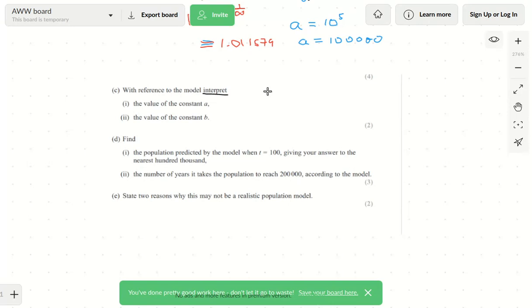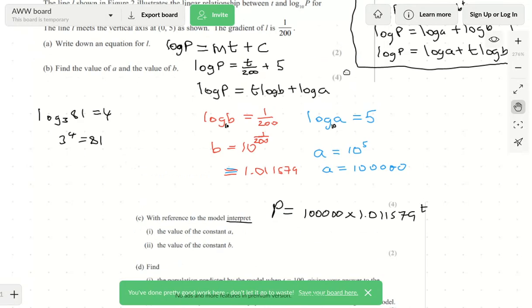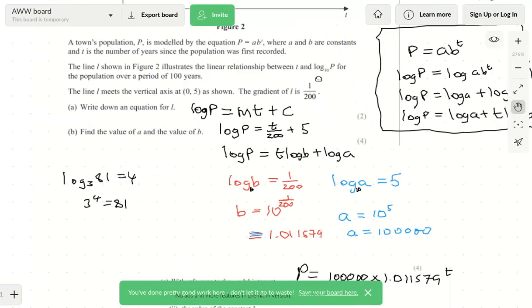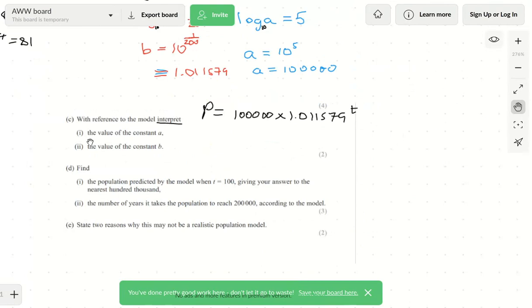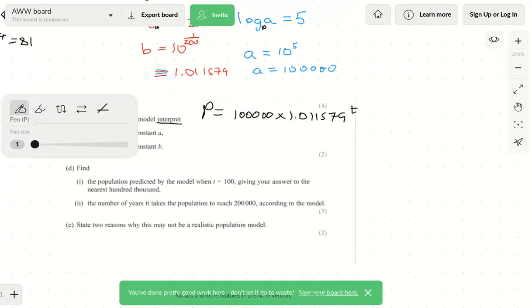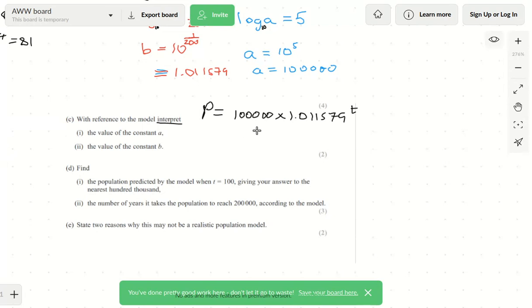So, what does it mean to say that population is growing at a rate which is 100,000 times by 1.011579 to the power of t? You might think, what am I writing that down for? Where am I getting that? Well, that was from the start, like a b to the t. So I've written it down like that, yeah? Now, we've got to interpret what a and b actually represent. Well, a is this figure, and it actually represents initial population, because when t is 0, that becomes just 1, and you get p.